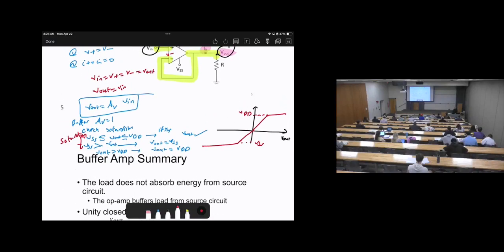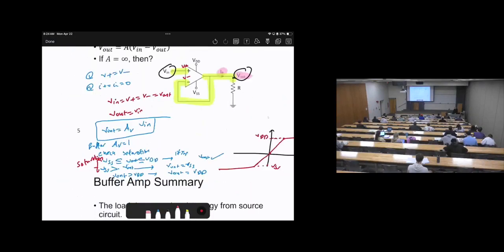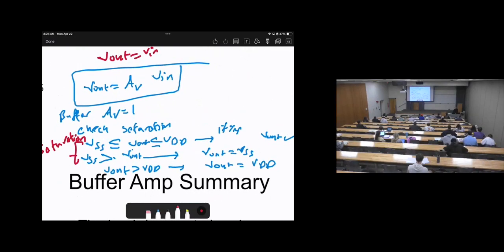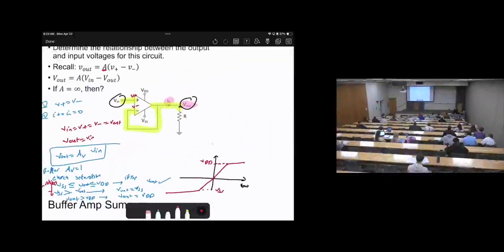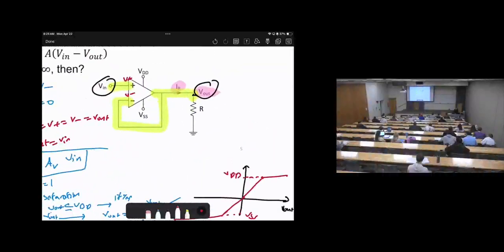Okay, for this application, the most important thing is V out equals AV, the closed loop gain, times Vn. For a buffer, the closed loop gain will be 1. Then don't forget to check saturation. Is V out bounded between VSS and VDD? If yes, that's fine. If no, it will be saturated. Okay. How about calculating IR? To calculate IR, it is V out over R.